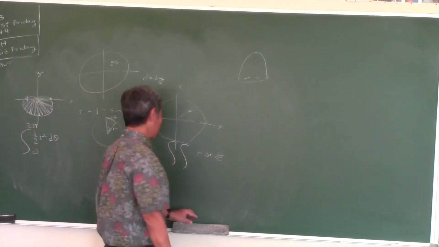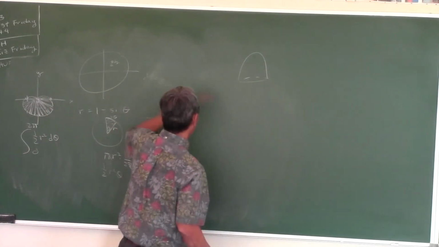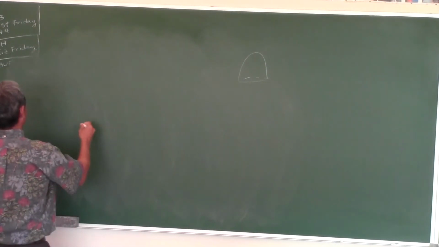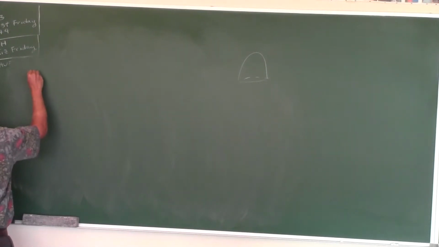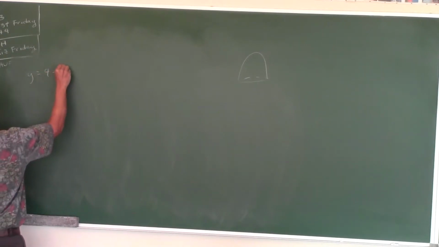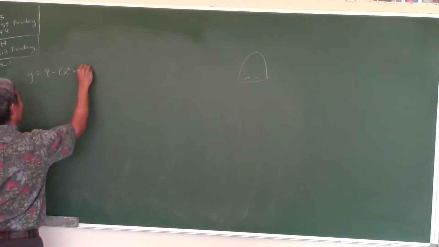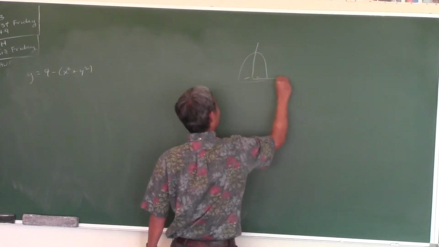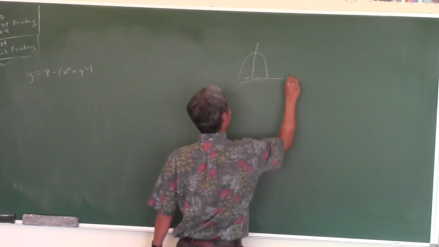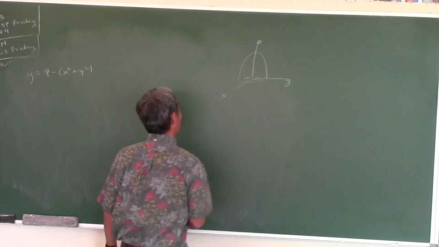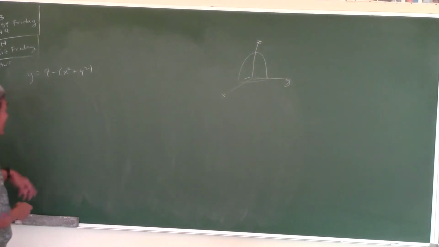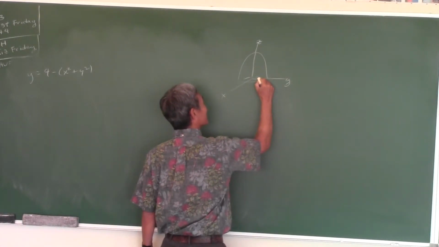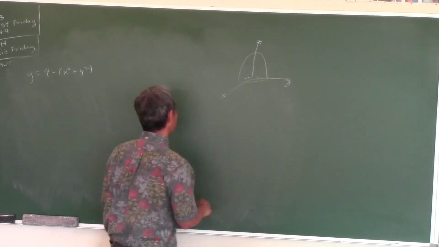Can I erase this now? Okay, I kind of forget, what was the equation we did yesterday? 4 minus x squared plus y squared, right? That's the paraboloid that lies above the xy plane like that. But this time we're going to do it using polar coordinates. So again, what's that infinitesimally small piece right there?